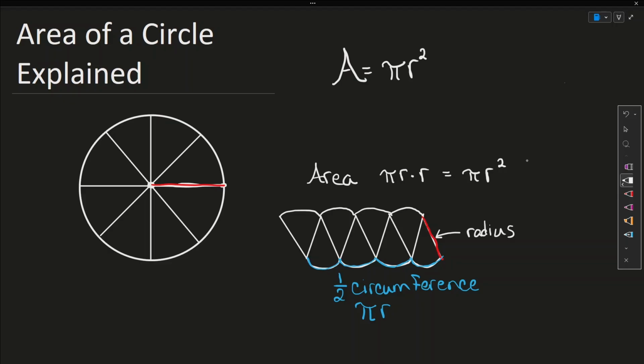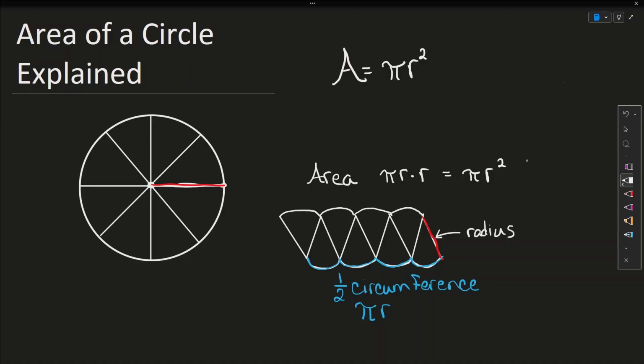Now, let's ask, what happens if we cut the circle into more pieces? What if we cut it into 16 or 32 or even more, like 100? The bumps get smaller and smaller. The rearranged figure starts to look more and more like a rectangle. That makes this argument even stronger. Eventually, we can think of the area as coming from a rectangle with a base of pi times the radius and a height of the radius. So the area is in fact pi r squared.